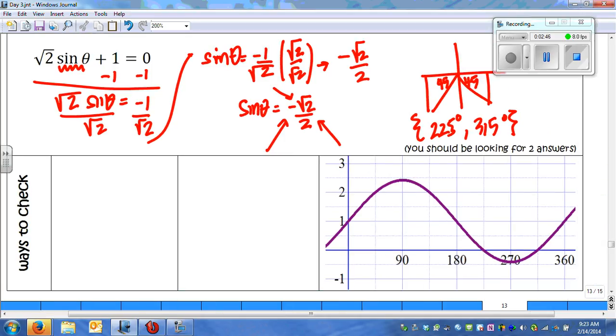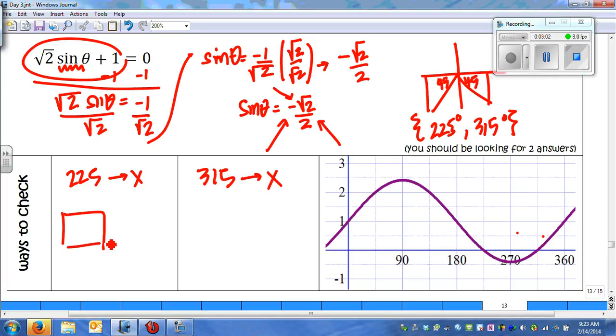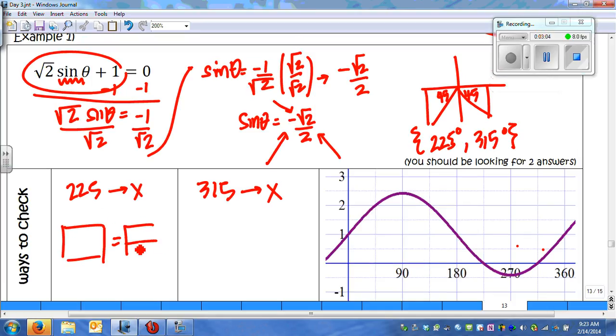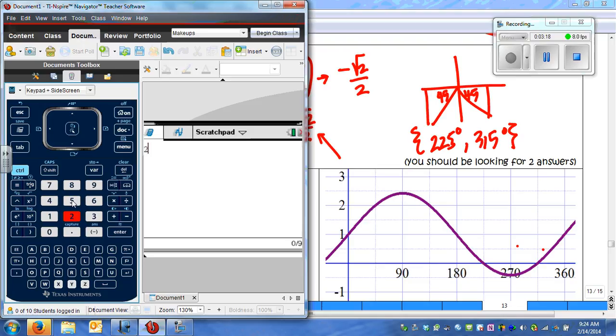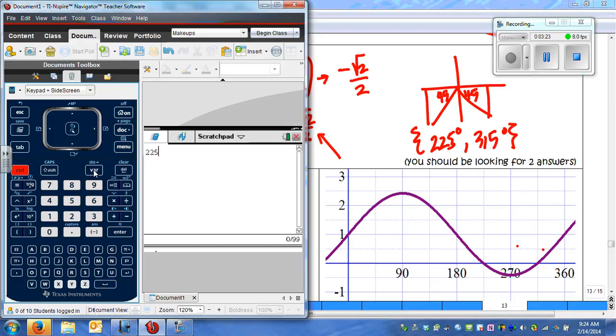The first way is algebraically, just like we always do. We could stow 225 and 315 as our x. So I'll do 225 stow x and 315 stow x. When I type in the left-hand side of the equation, the original, and the right-hand side of the equation, which of course is just 0, hopefully they will match. So here we go. I will do 225 first. So 225, stow that as x.